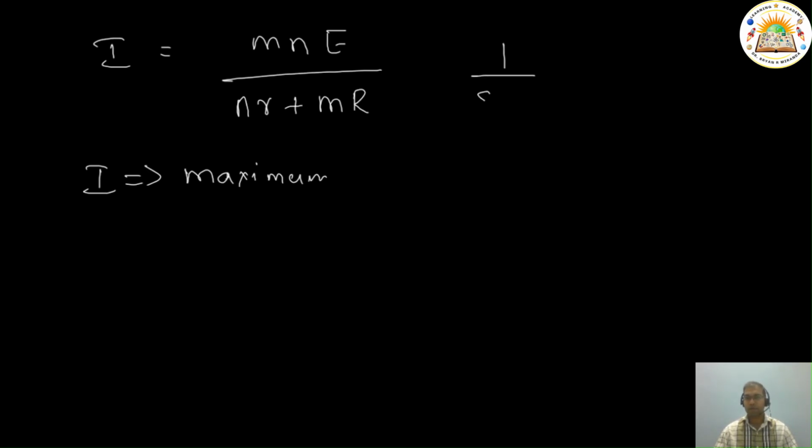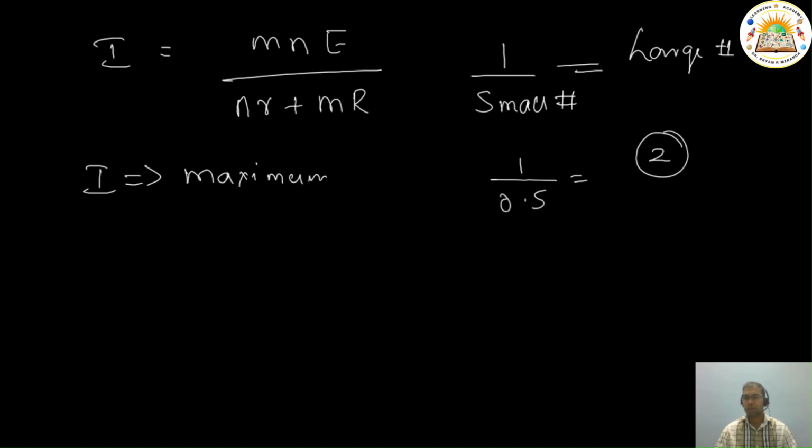So that means if I have 1 by a small number, I will get a large number. So for instance, if I take 1 by 0.5, we will end up getting the value as 2, which is a large number compared to the denominator. So if I has to be maximum, then nr plus mR should be minimum.